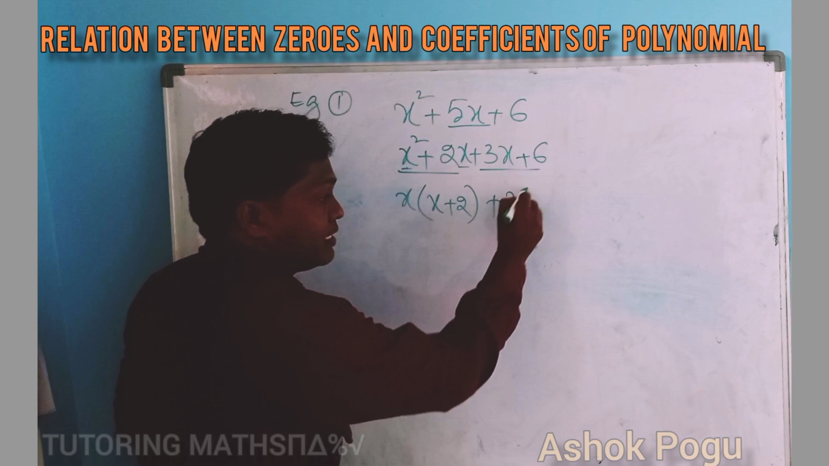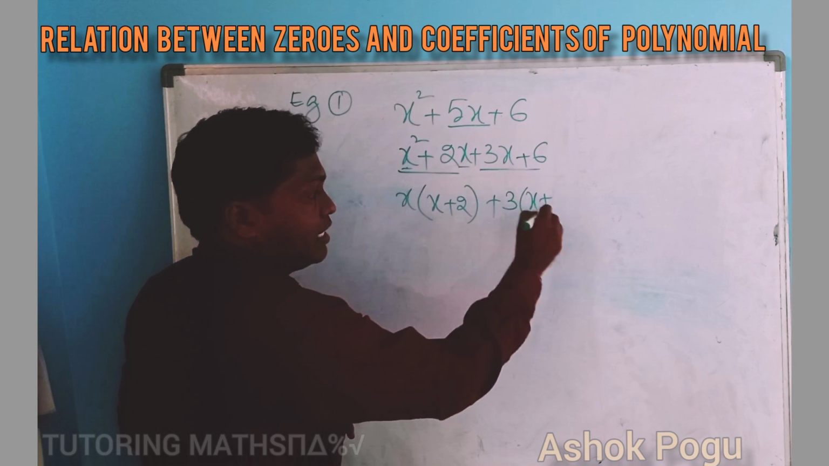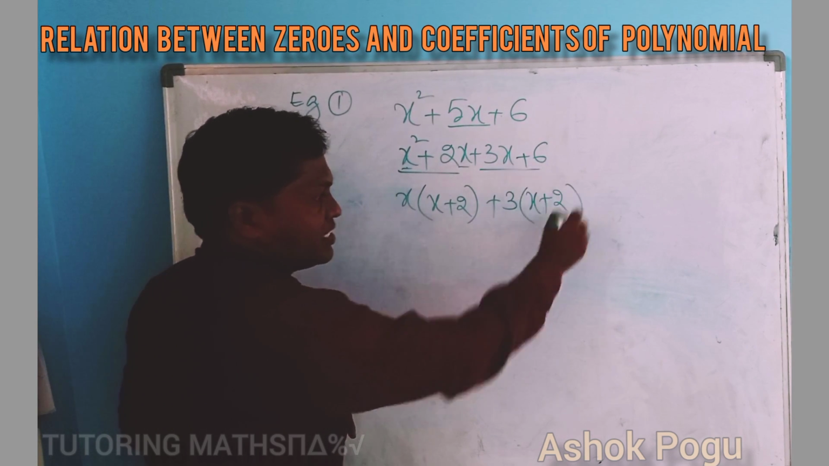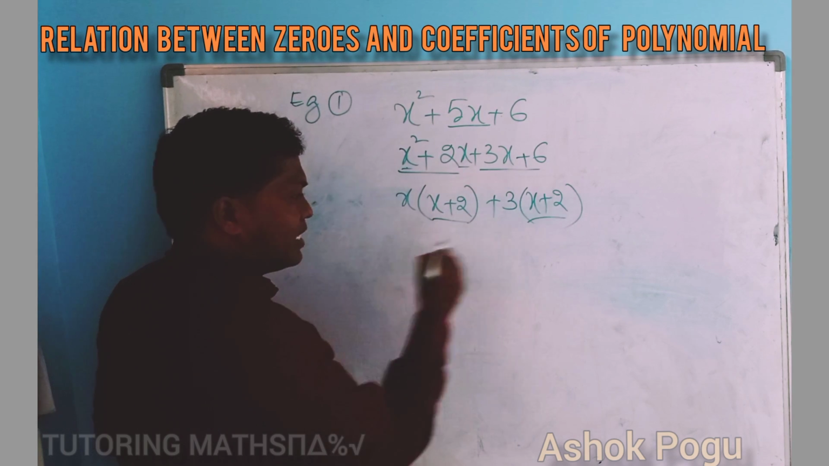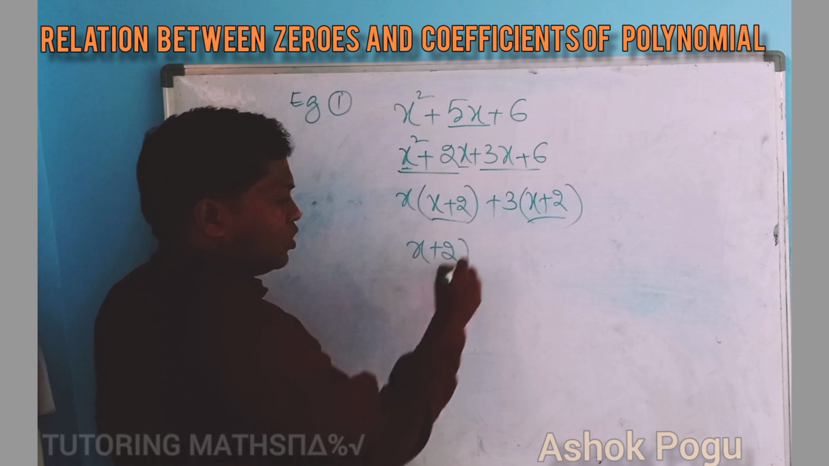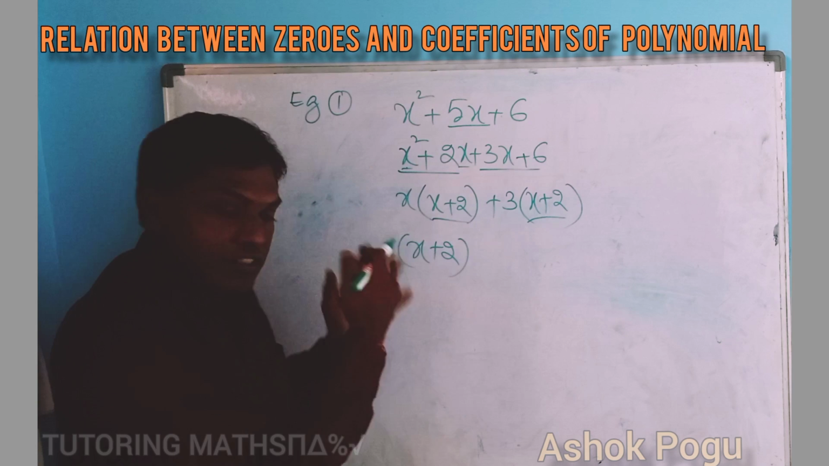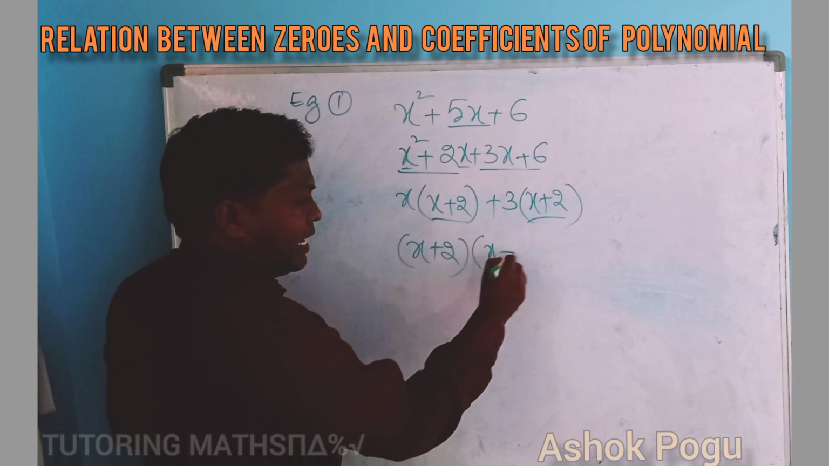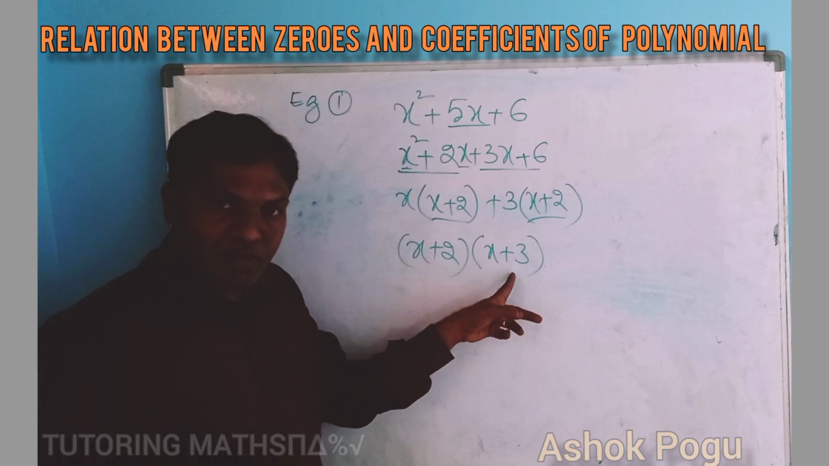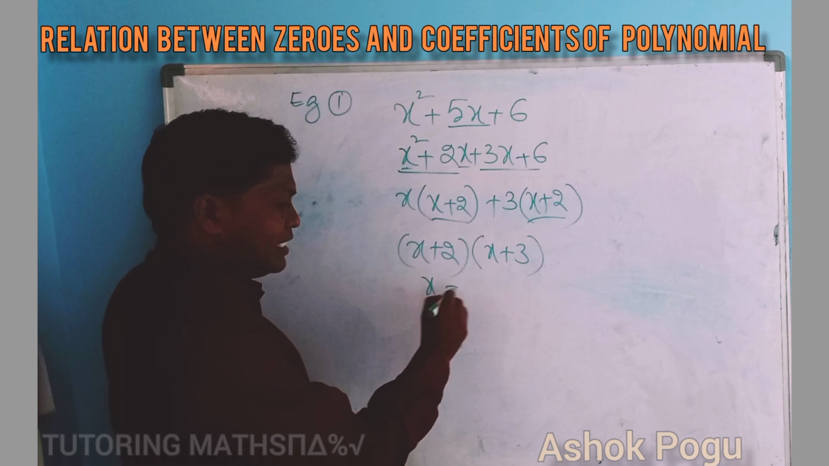So you take out the 3 as common, we get 3 1s are 3 and 3 2s are 6, and finally we get x plus 2. We take this common expression as common and we get x plus 2 into x plus 3. Therefore, what would be the zeros?